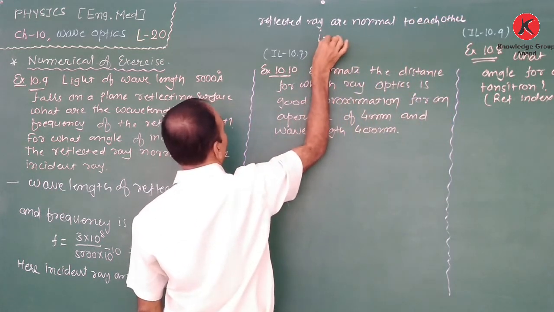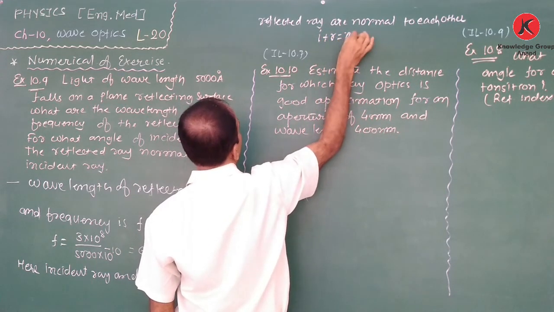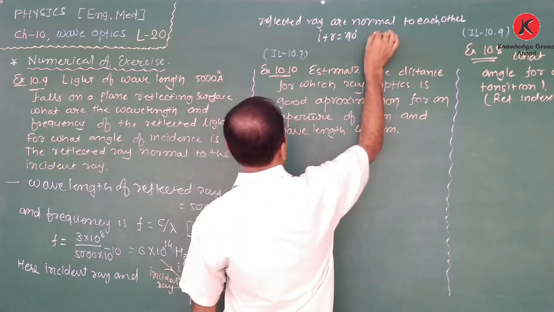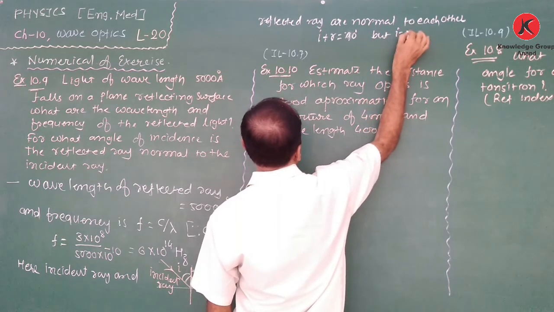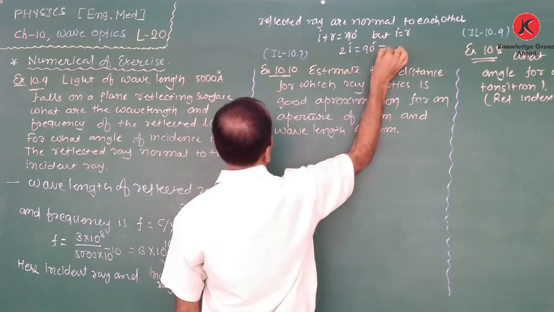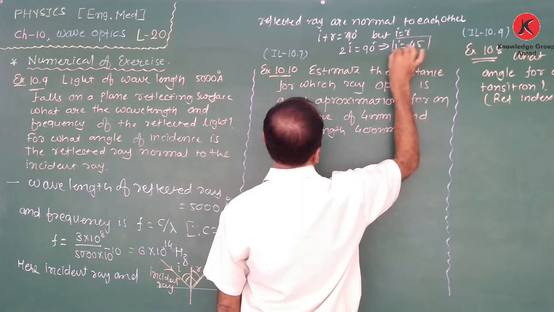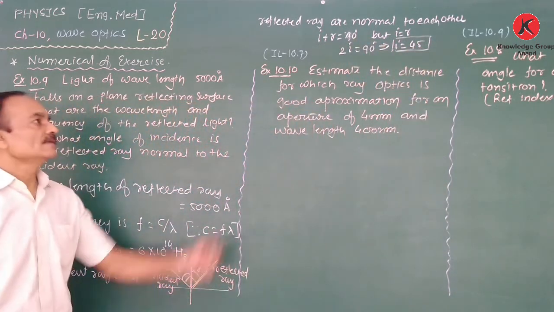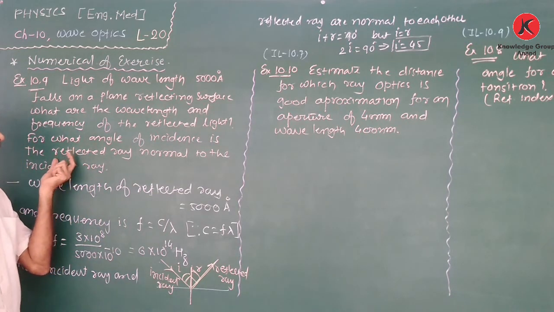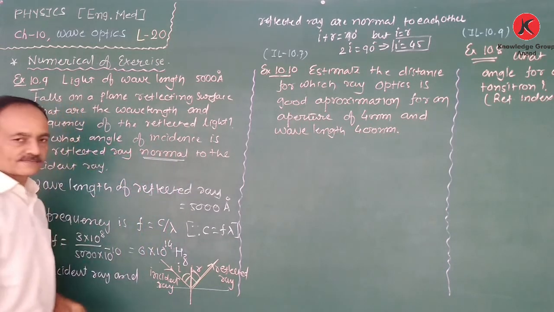Therefore, i plus r is equal to pi by 2, that is 90. But we know from the laws of reflection that i is equal to r, therefore 2i is equal to 90, therefore i is equal to 45. Thus, for a 45 degree angle of incidence, the reflected ray and incident ray are normal to each other.